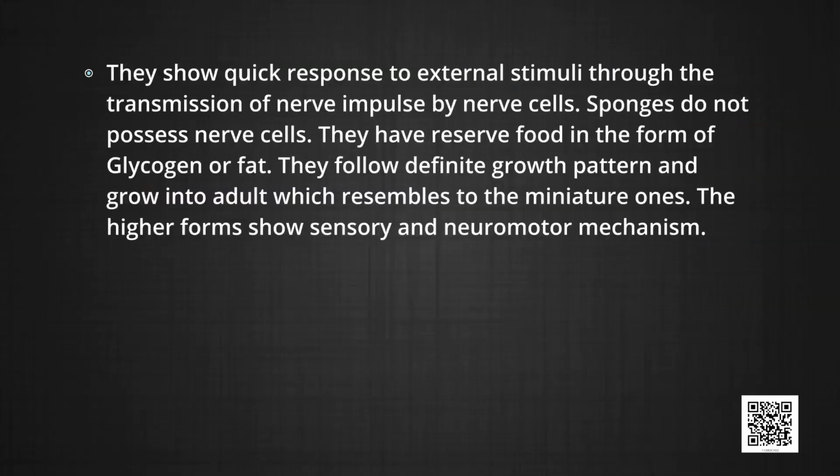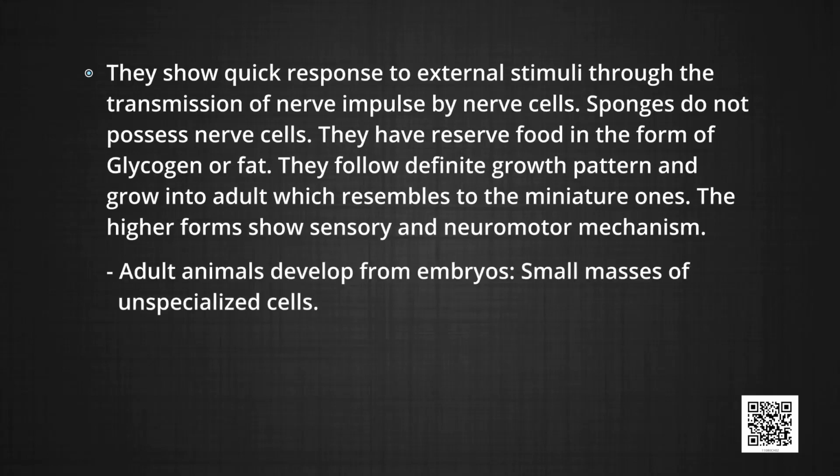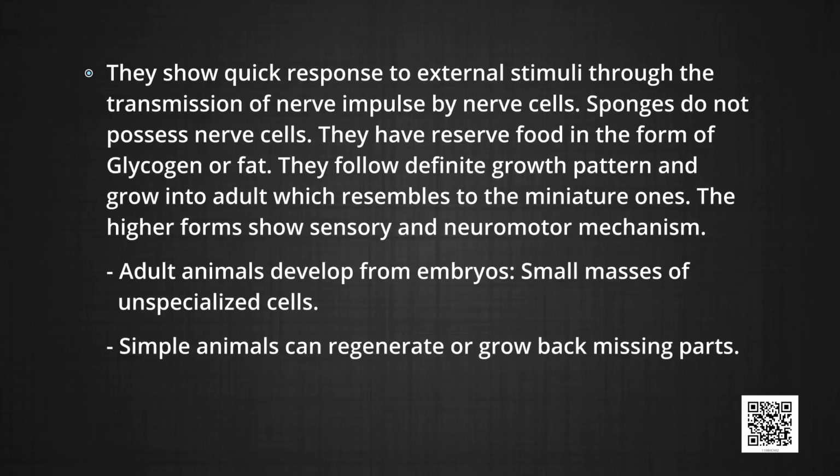They show quick response to external stimuli through the transmission of nerve impulses by nerve cells. Sponges do not possess nerve cells. They have reserve food in the form of glycogen or fat. They follow a definite growth pattern and grow into adults, which resemble the miniature ones. The higher forms show sensory and neuromotor mechanism. Adult animals develop from embryos. Small masses of unspecialized cells, simple animals can regenerate or grow back missing parts.